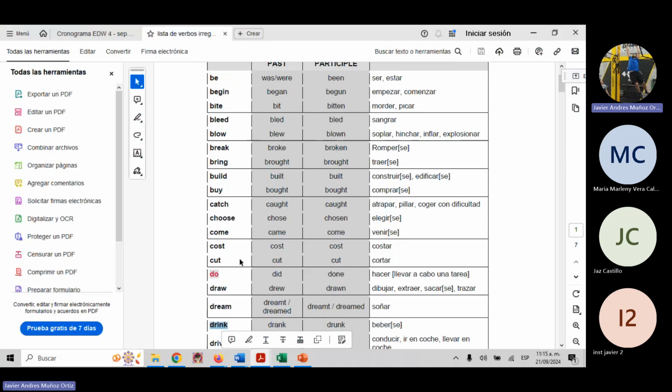The issue with them is that they don't have a specific rule, because they sometimes change. Choose, chose, chosen. For example, they change a lot. Or catch, caught, caught, they change a little. Or for example, cut, cut, and cut, they don't change at all. So we saw a video about this.